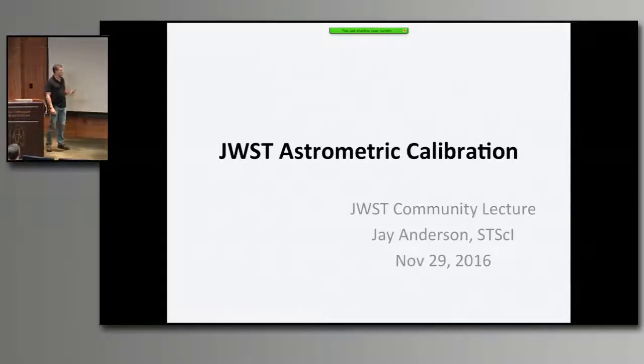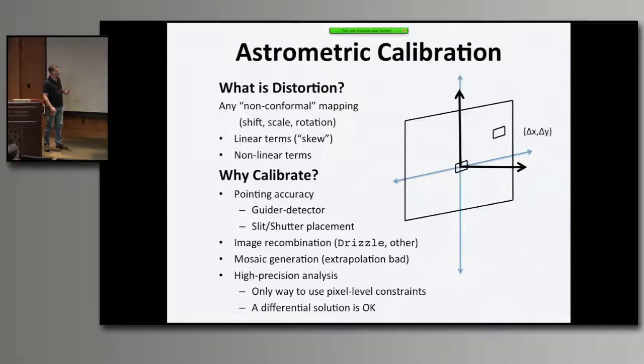Great, thanks. So I'm going to talk about JWST Astrometric Calibration. Just for some background, what astrometric calibration means is that there's distortion in almost every detector that we have to deal with. And distortion is any non-conformal mapping from the pixels to the sky. So conformal means that you can map one to another with offset, rotation, and stretch. Those are the only 4 parameters you can use. And if you use those 4 parameters, you don't introduce any distortion. But if you have to use more than that, then there's distortion in one or the other coordinate system.